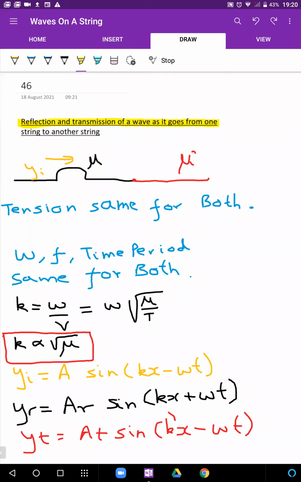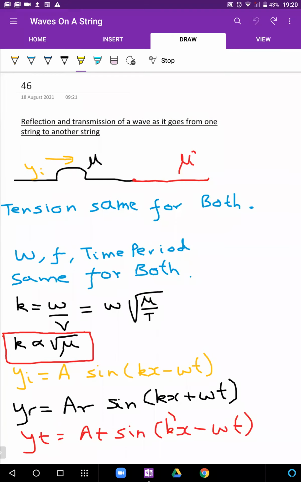So you can recall what happens with light, right? When light changes media, it undergoes a reflection at the boundary. It also undergoes a refraction, right? So in light, as the medium changes, you have reflection and refraction. In other words, reflection and transmission.